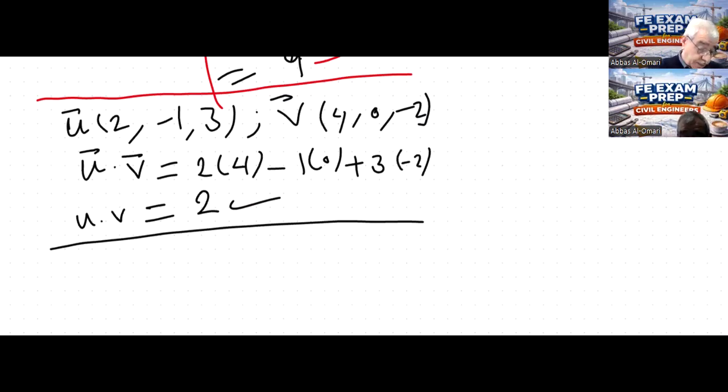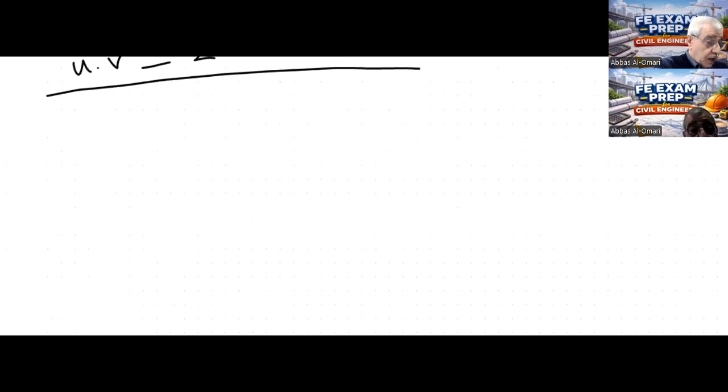Okay, the next question, again, is about the distance between 2 points in the Cartesian coordinates. So we have 2 points: (-2, 3) and (4, -1).